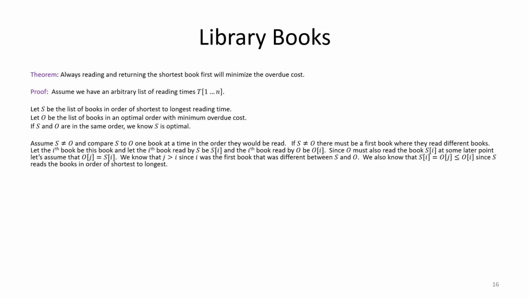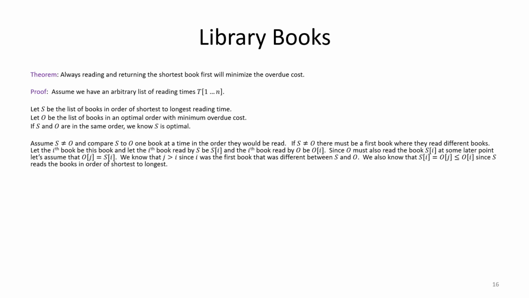So here we need to do a little bit more setup. Let's see if we can follow through. If S is not equal to O, we're going to start looking at the books one at a time. And we're going to start with the first book that S would read and the first book that O would read.